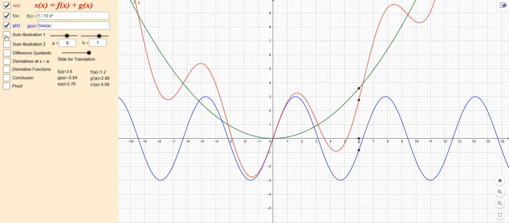The sum illustration 1 does the exact same thing, but it does it just for one particular point instead of a bunch of them at a time. But that point can be set wherever you want, not necessarily the preset ones on the sum illustration 2. So hopefully you can see what that does.